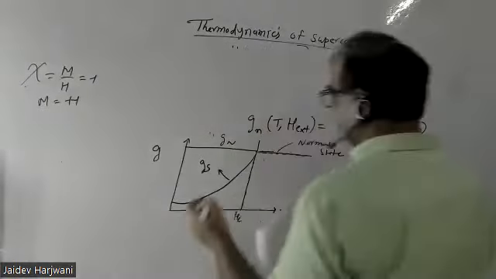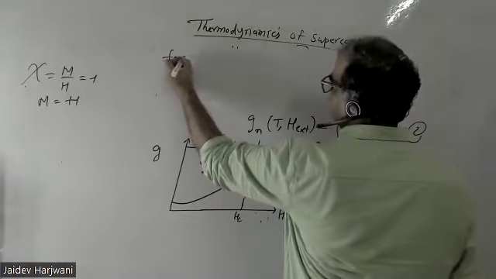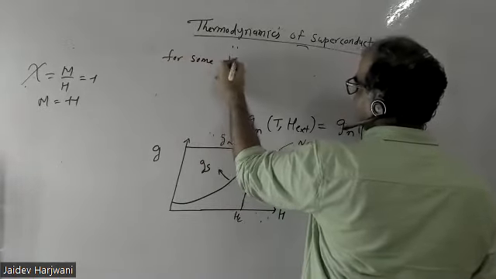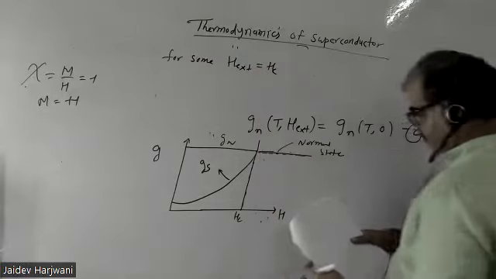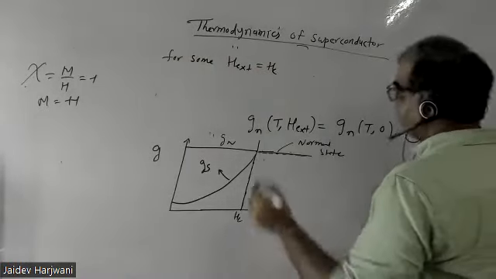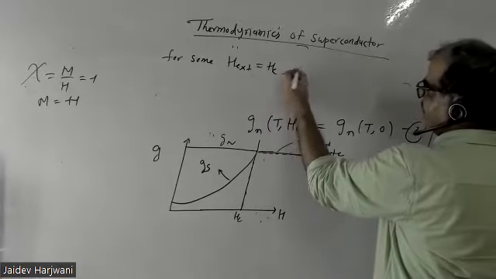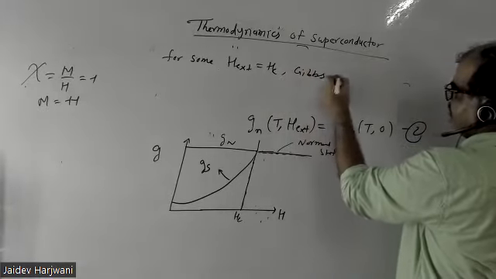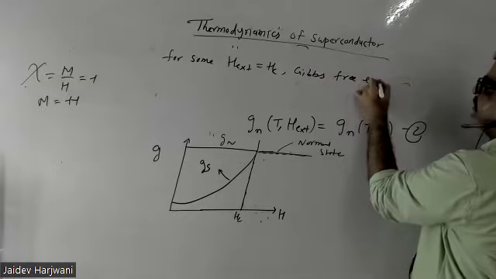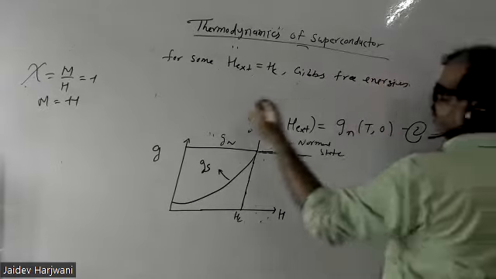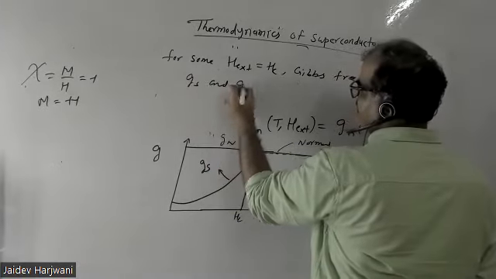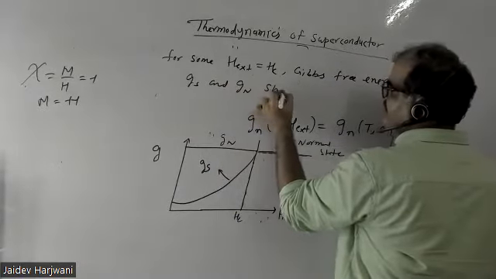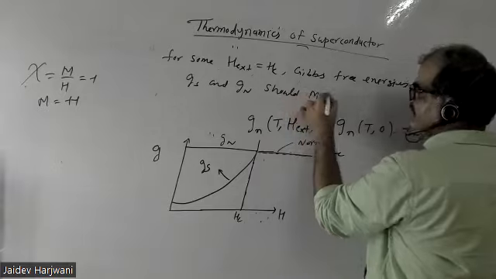Okay, so for H external equal to Hc, the normal and superconducting Gibbs free energy should match. The Gibbs energies GS and GN should match.